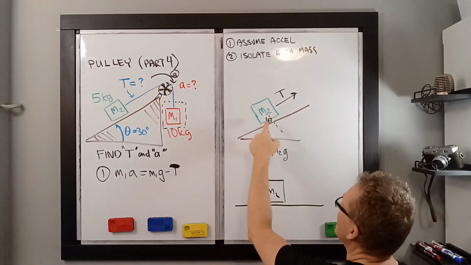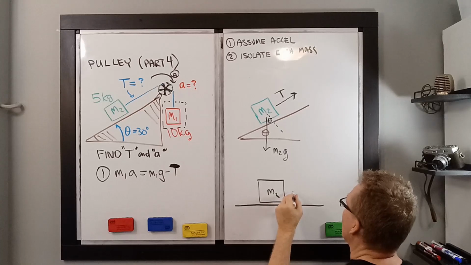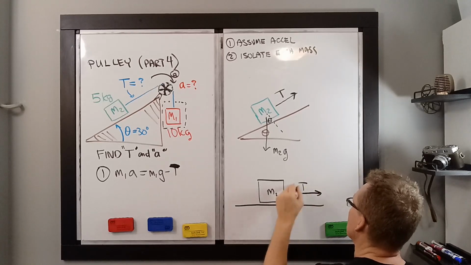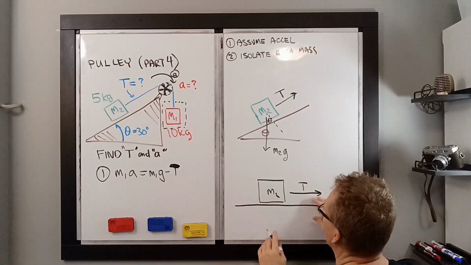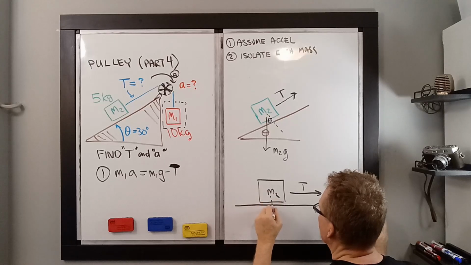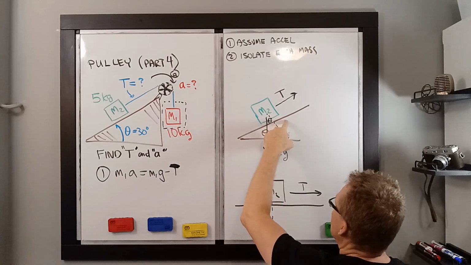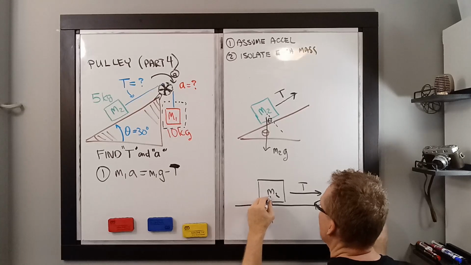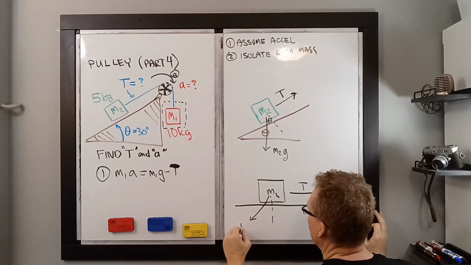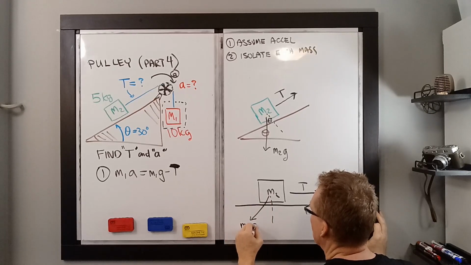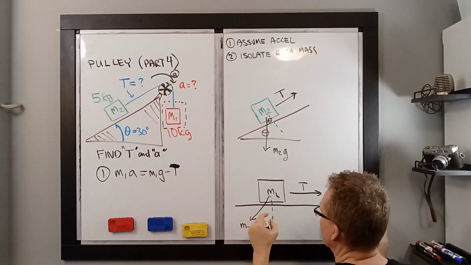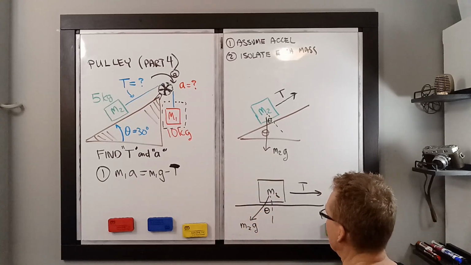So here I have flattened this box out, m2 out, and I still have the tension acting in this direction. That would now be a straight horizontal force. And now I have this dashed line, which is like the normal. It's at 90 degrees to the surface, so I'm just drawing it like this. And I have this force acting here, which is m2g. That's this force acting here. It's acting at an angle of theta degrees.